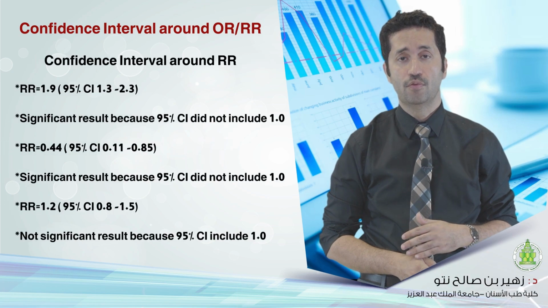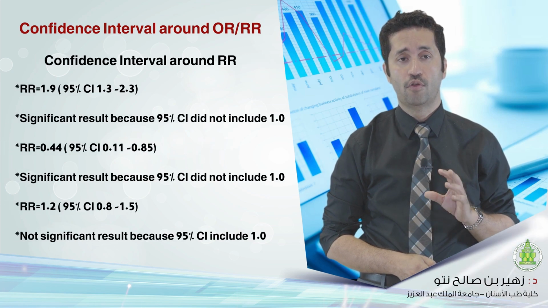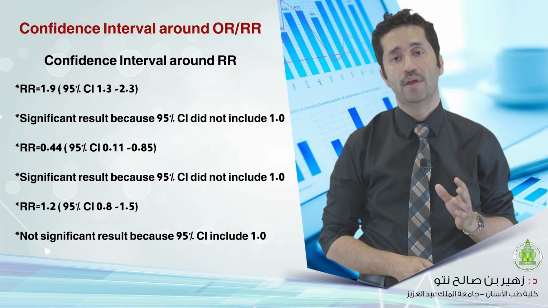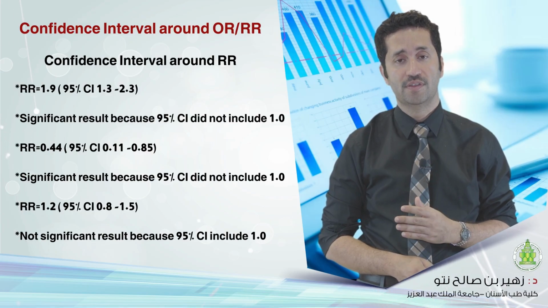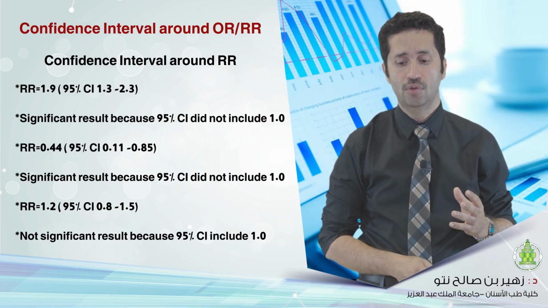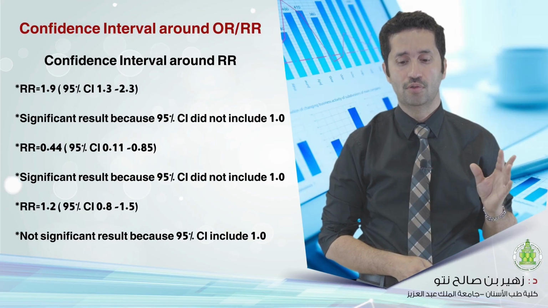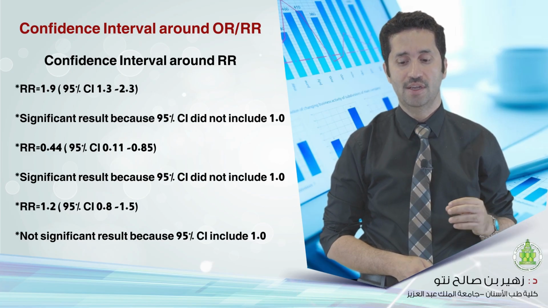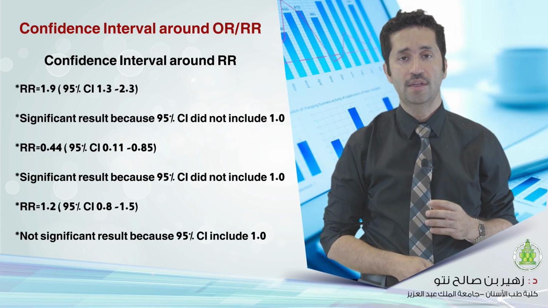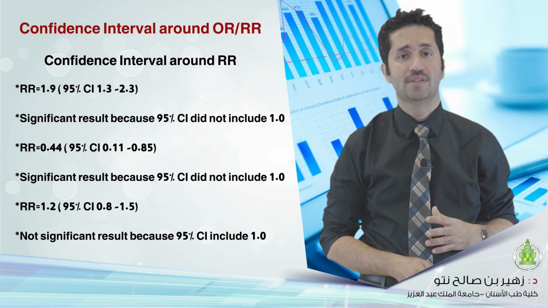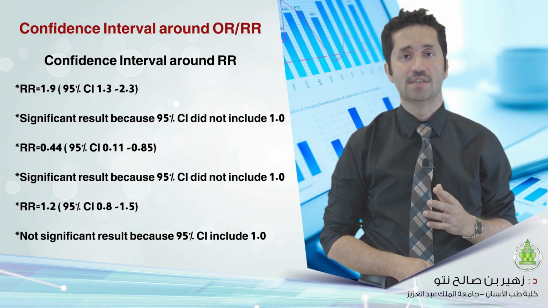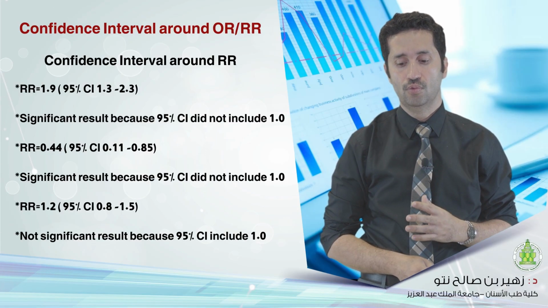The same thing applies if you apply the concept of confidence interval around the relative risk. It has the same meaning compared with the odds ratio. The previous examples were limited to the odds ratio. Here you can see it's going to be on the relative risk, and it has the same explanations. For example, relative risk 1.9 means the first group is 90% higher compared with the second group. The result is statistically significant because it did not include 1.